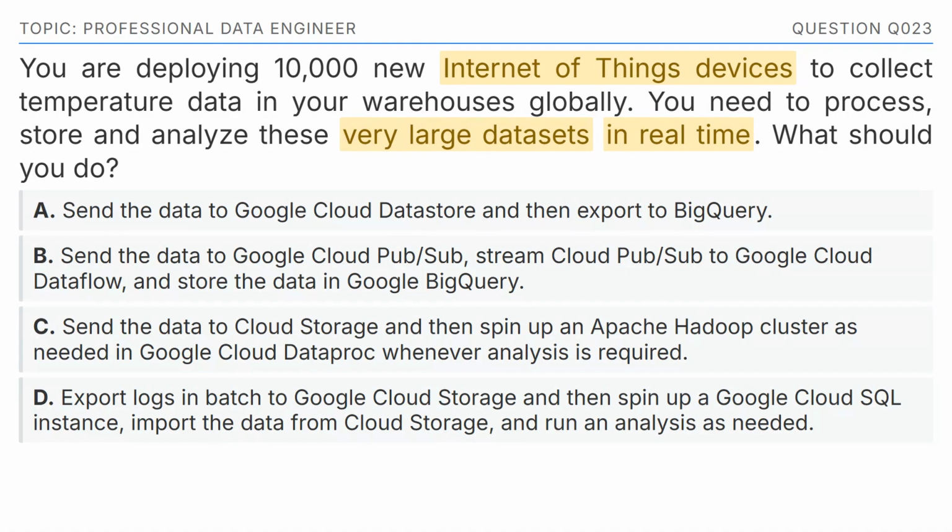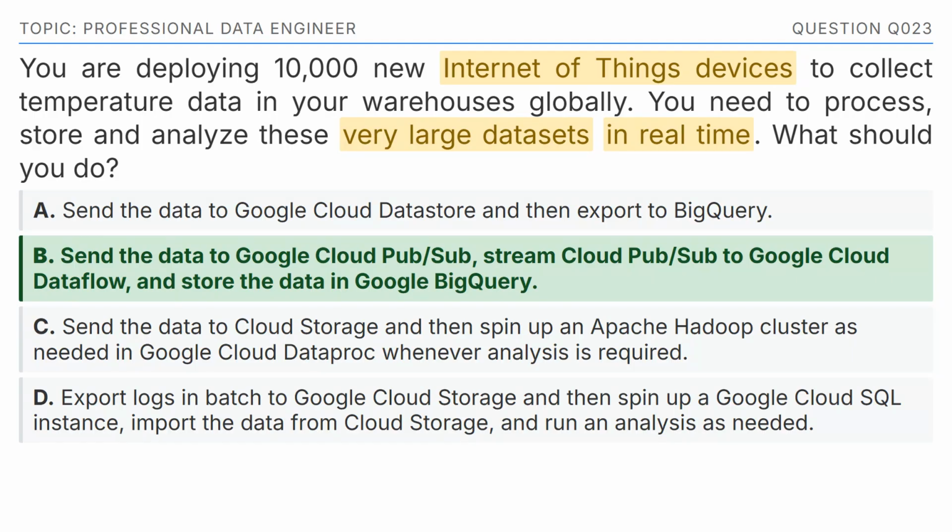To arrive at the correct answer, we focus on the keywords: Internet of Things devices, very large datasets, in real time. The correct answer is option B, send the data to Google Cloud Pub/Sub, stream Cloud Pub/Sub to Google Cloud Dataflow, and store the data in Google BigQuery.